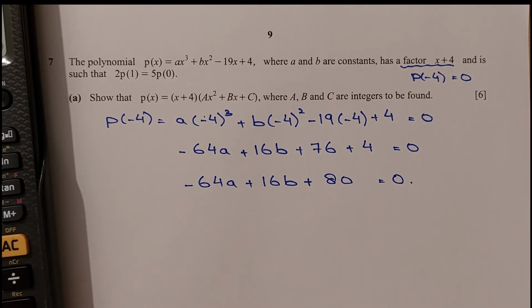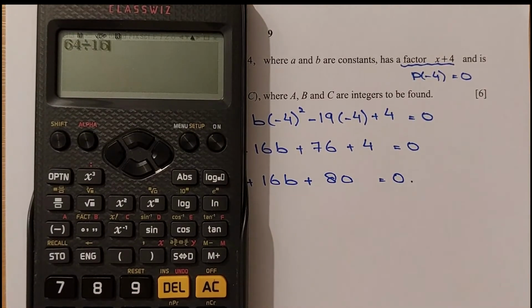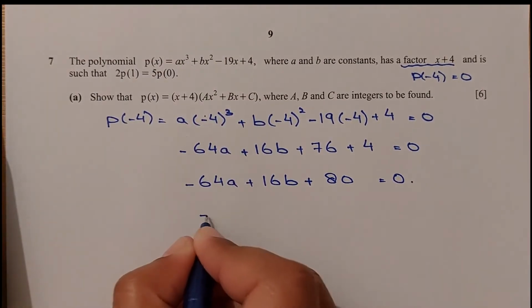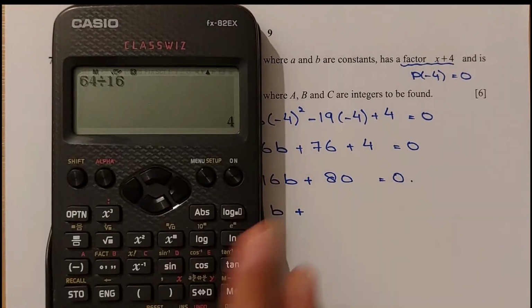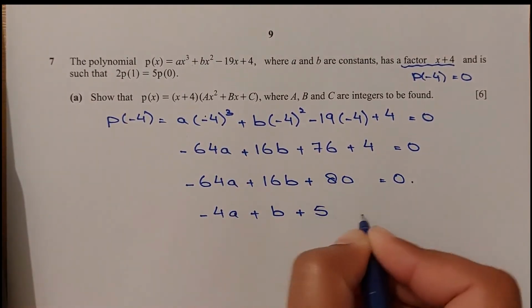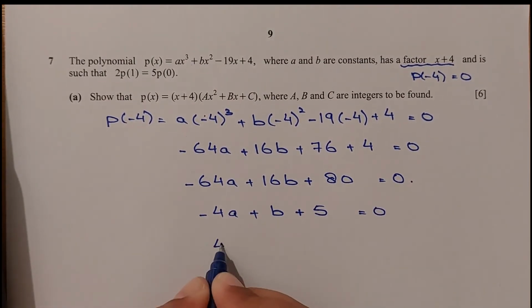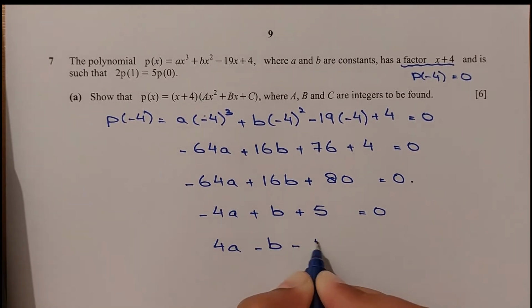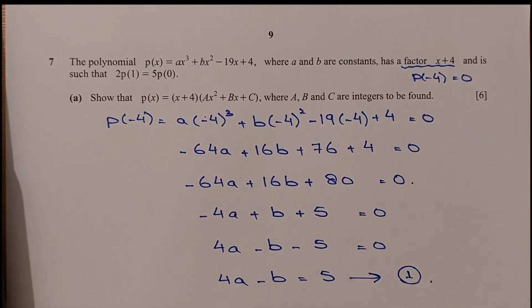Let me divide by 16. So 64 divided by 16 is 4. So minus 4a plus b plus 80 divided by 16 is 5, equals 0. Taking the negative sign common throughout the equation, we have 4a minus b minus 5 equals 0, or we can say 4a minus b equals 5. This is my first equation according to the given condition.